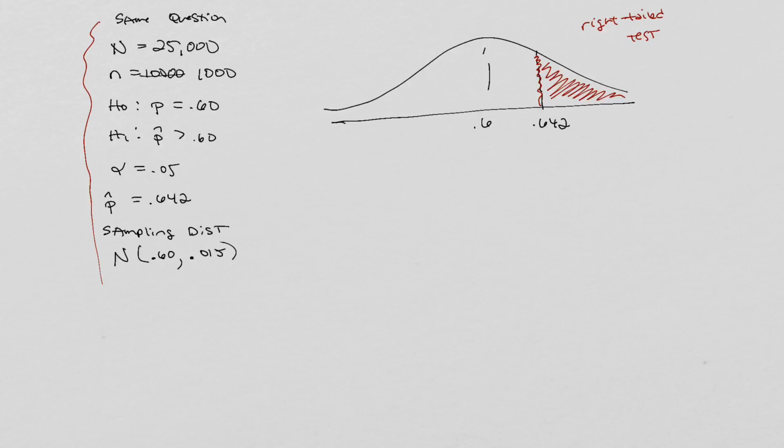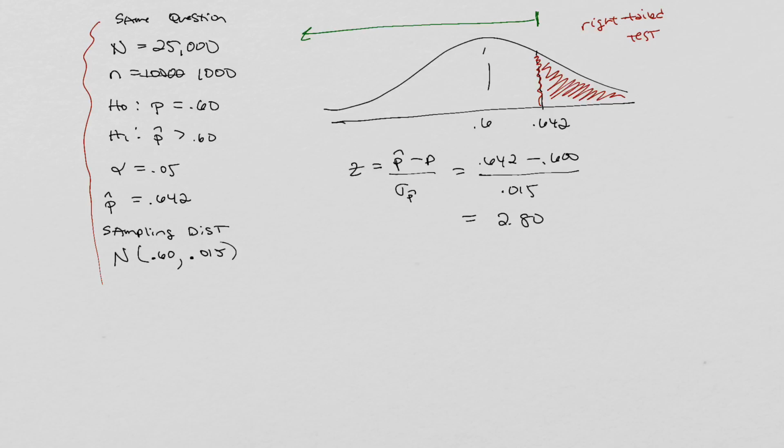Let's get our p-value. My z-score is, again, p hat minus p over the standard deviation. So that's 0.642 minus 0.600 all over 0.015, and that gives me a z-score of 2.80. Now, if you look up that z-score, that gives me an area to the left of 0.9974, which means this p-value is going to be 0.0026.